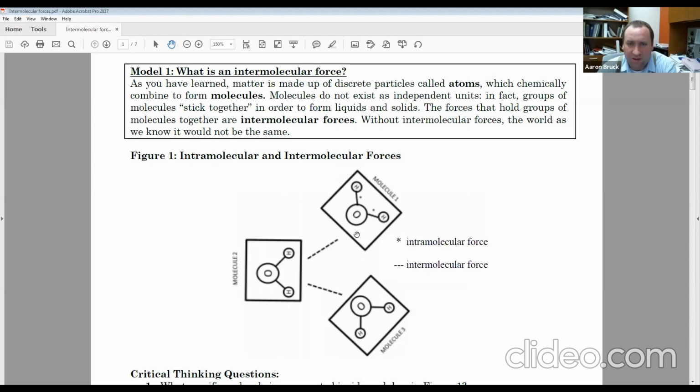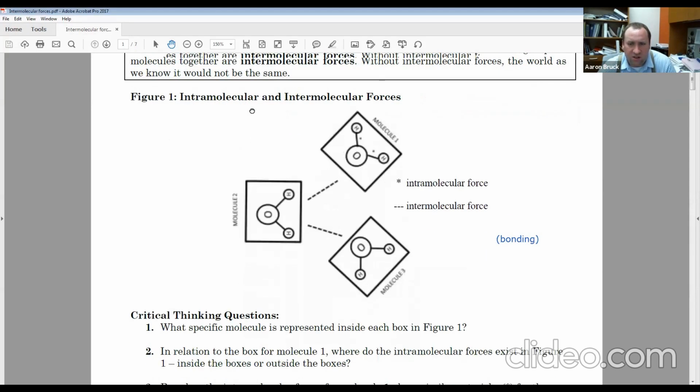together these atoms. And so I've got a covalent bond between this hydrogen and this oxygen. I've got a covalent bond between this hydrogen and this oxygen. Those are intramolecular forces. Intramolecular forces, again, we've got to think about here as bonding. Now, intermolecular forces, these are the forces that hold groups of molecules together. So there is some attractive force that exists between molecule 1 and molecule 2, and molecule 2 and molecule 3. Those are intermolecular forces.